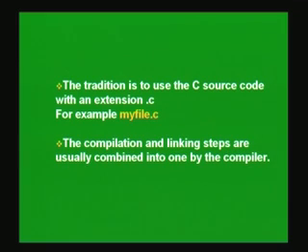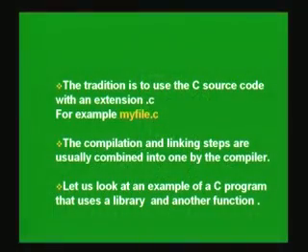And the compilation and linking steps can be, as I said, you first compile and produce an object code, and then you link it, or you could have both of them combined into one step. We will see that all in the later part of the course. So let's look at a C program that uses a library and another function as an example.